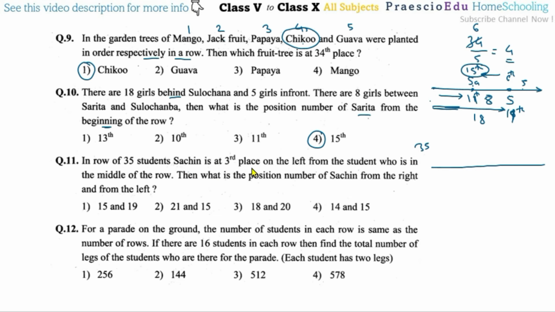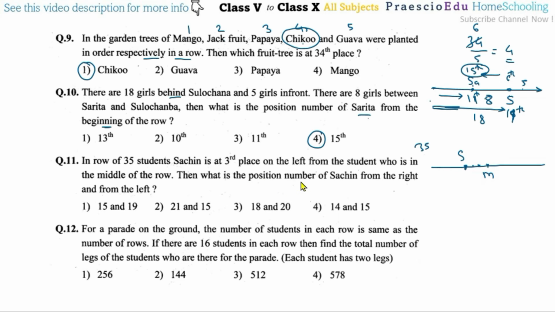Sachin is at third place on the left from the student who is in the middle of the row. So, suppose here is the middle, okay. That student's left side. Now this is the left side of the students, okay. So here one, two, and third position. This is Sachin, okay. Means two students are in between.